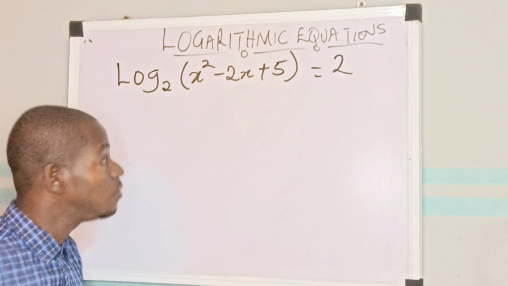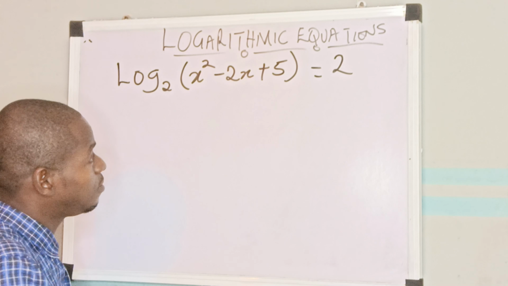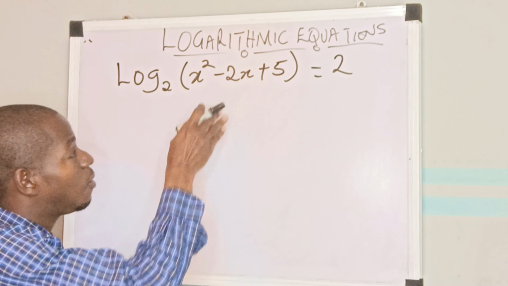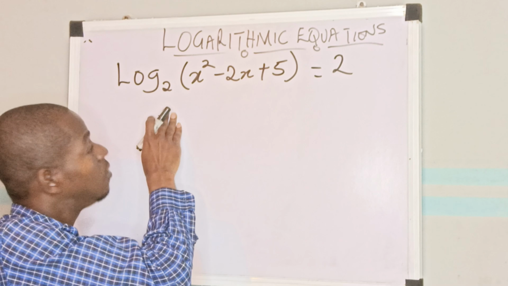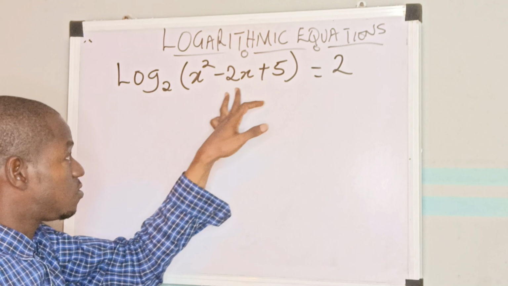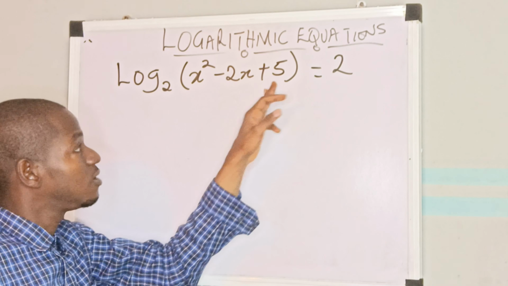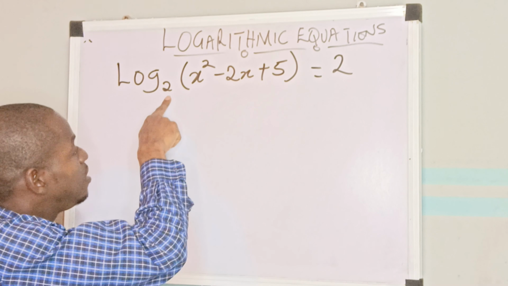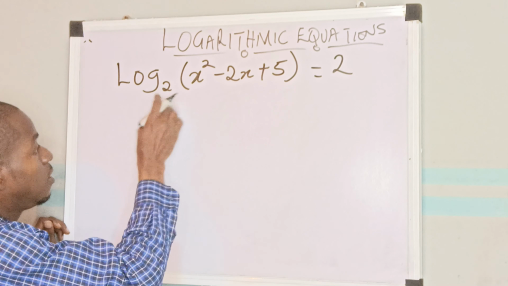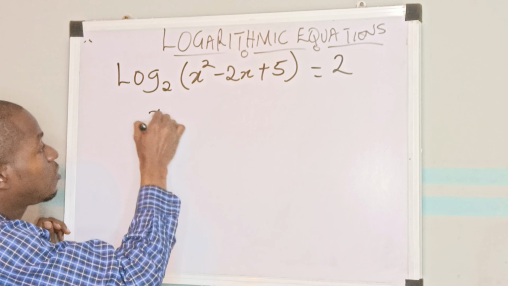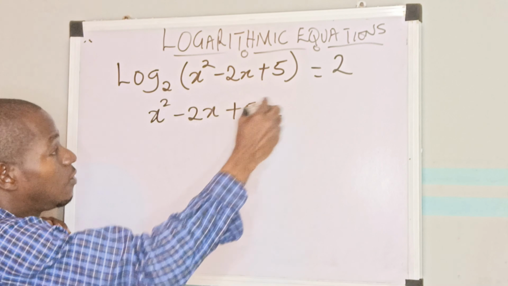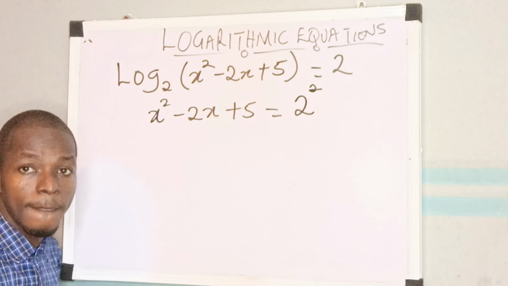The first thing to do is to apply the laws of logarithm. Remember in our last class, we said the logarithm means power: the power to which a number, that's the base, must be raised to give us this number. What do we mean? The logarithm of this expression, x squared minus 2x plus 5, is the power to which this base, this 2, must be raised to produce this. So straight up, this becomes x squared minus 2x plus 5 equals the base 2 raised to the power of 2. That's the first thing.